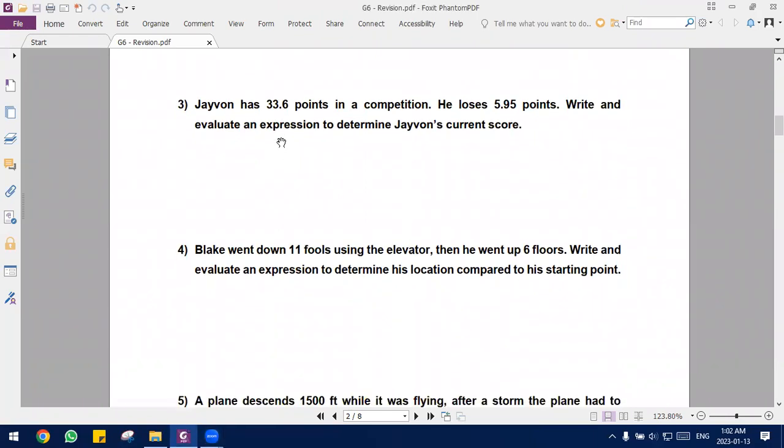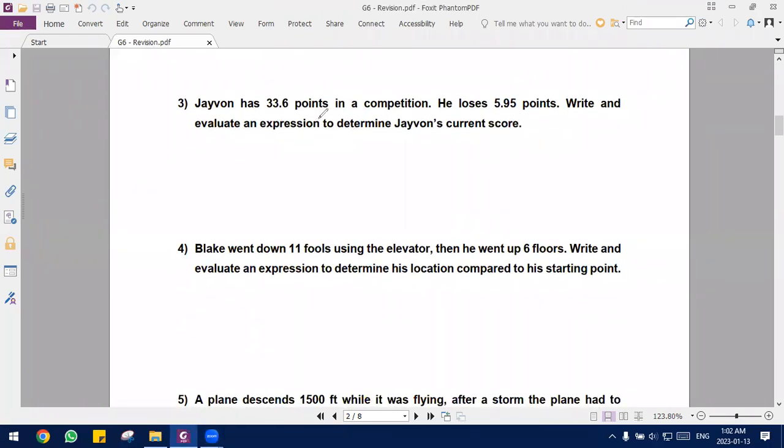Question 3. So Javen has 33.6 points in a competition, and then he loses. So he has 33.6, and then he loses. So losing is minus 5.95. As I said before, add 0, so you make them have the same number of digits. So we need to add 0 here.